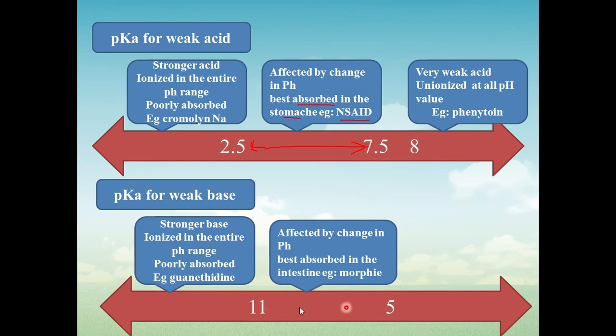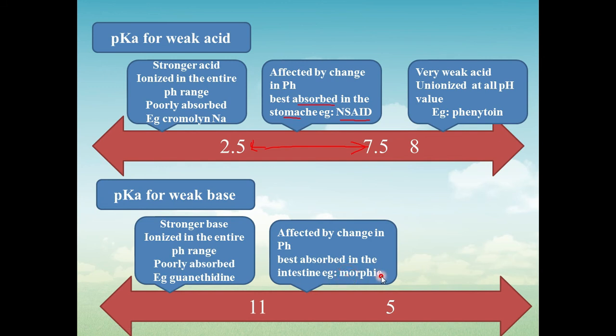Now second concept, if your drug has pKa in the range of 11 to 5, then in that case the weak base is affected by change in pH, same like acids. Okay, the absorption is affected by change in pH, and it is best absorbed in the intestine.